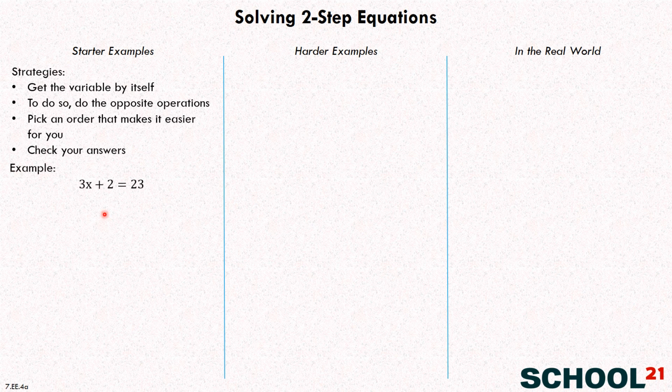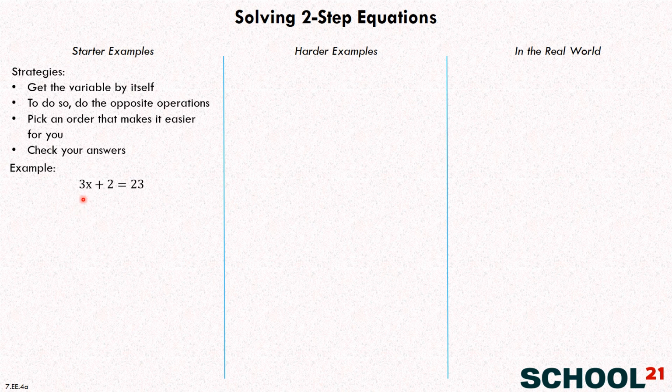All right, so we have this equation, 3x plus 2 equals 23. We want to get the variable by itself. We don't have the variable by itself. There's two things that are standing in our way. First, there's that 3 that's multiplying the x, so we'll eventually want to divide by 3. And then there's that 2 that's being added to the x, so we'll want to subtract that 2. The key question here is what order? Which would we do first?